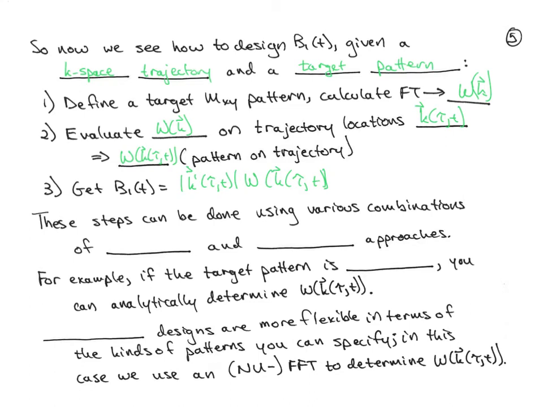Okay, so these steps can be done using various combinations of analytic and numerical approaches, depending on what parts of your design you can express with analytic functions. For example, if the target pattern is analytic, like a circ function, then you can analytically determine the k-space weighting function by taking the Fourier transform of the analytic expression of the function you're trying to excite. Numerical designs are more flexible in terms of the kinds of patterns you can specify. In this case, what we do is use an NUFFT operator to determine the k-space weighting function from samples of the target pattern in the image domain.